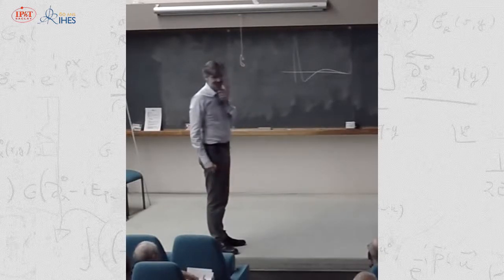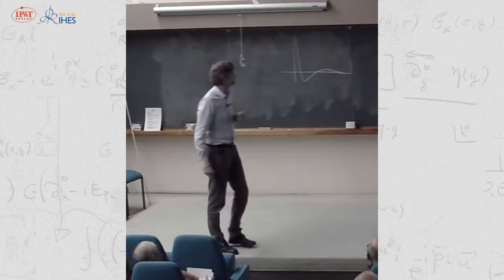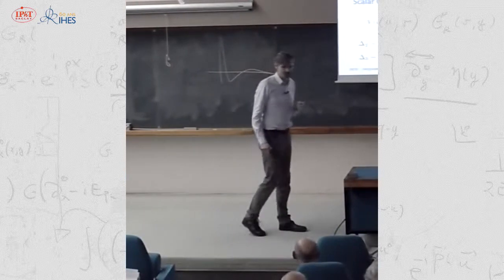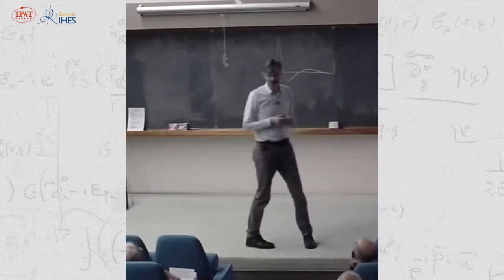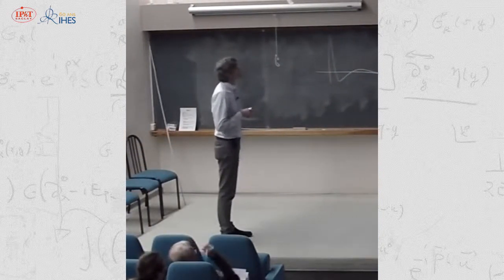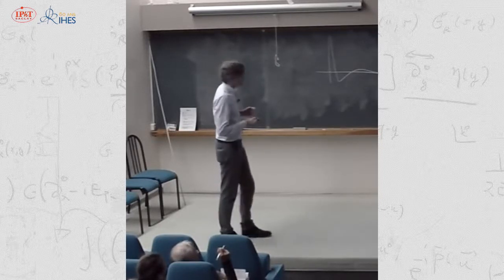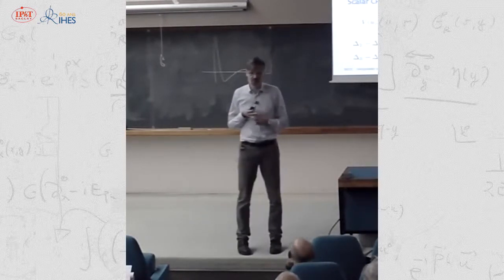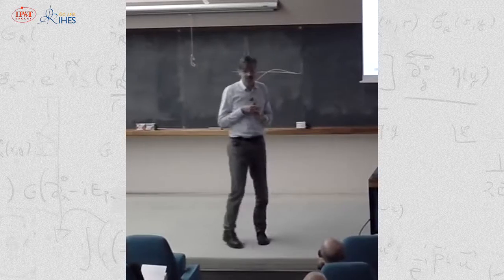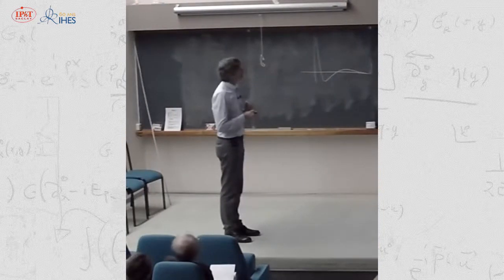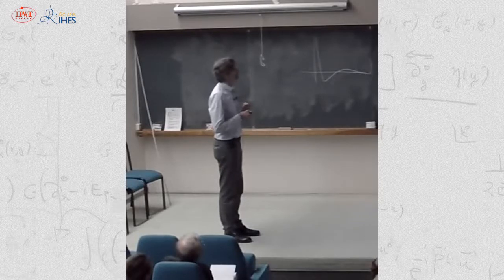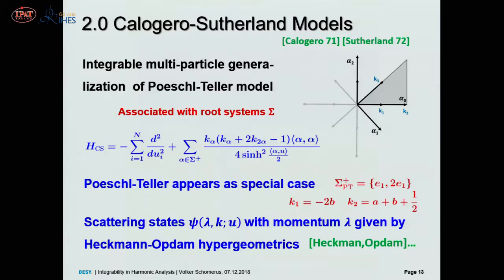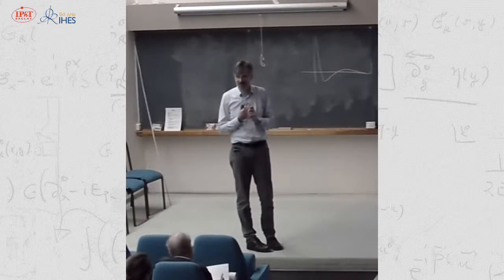Poeschl and Teller did this in 1933. They noticed that the Schrödinger equation for this problem can be mapped to the hypergeometric differential equation, and of course constructed solutions in terms of hypergeometric functions very explicitly. Then I think in the 70s, people started to wonder about exactly solvable multi-particle generalizations of this. They tried to put several particles, with coordinates u1, u2, u3, into an external potential and couple them through some interaction terms. They wondered what interaction terms you can put to keep this problem exactly solvable or integrable.